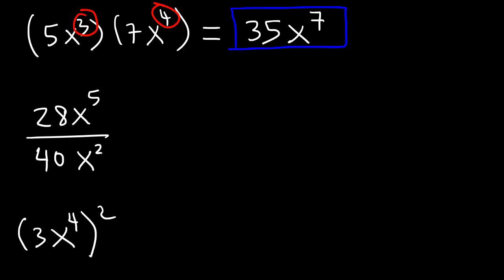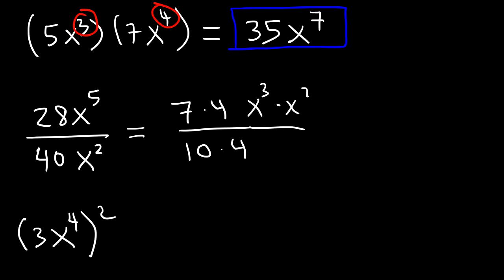Now let's move on to the second example. 28 is 7 times 4. 40 is 10 times 4. Now x to the 5th, I'm going to break it down into x cubed and x squared, because 2 plus 3 is 5. So I can cancel a 4 and I can cancel x squared. So the final answer is going to be 7x cubed divided by 10.